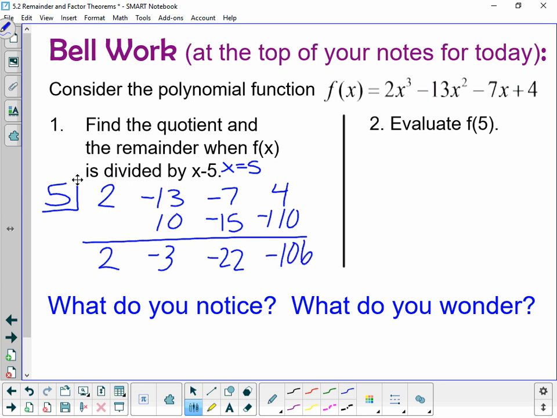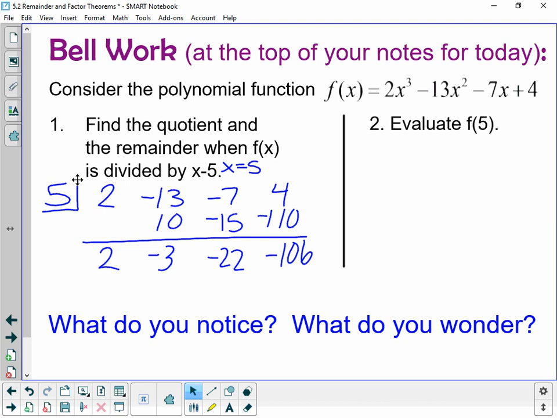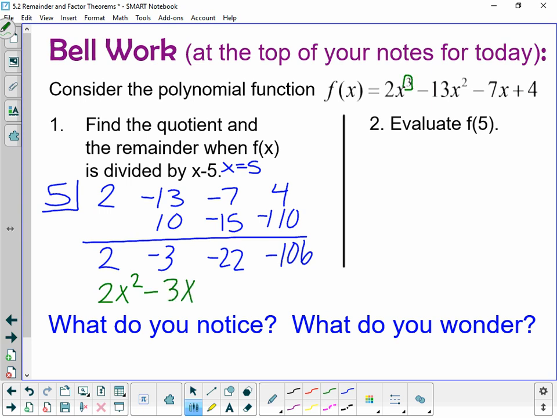So our answer to our division problem would be 2x to the second power, our original polynomial was power 3, minus 3x minus 22, and we have a remainder of -106. Alright, so the second part is evaluate f of 5.